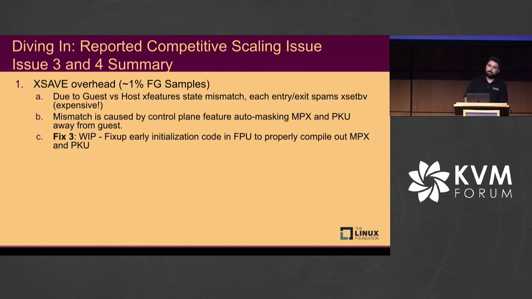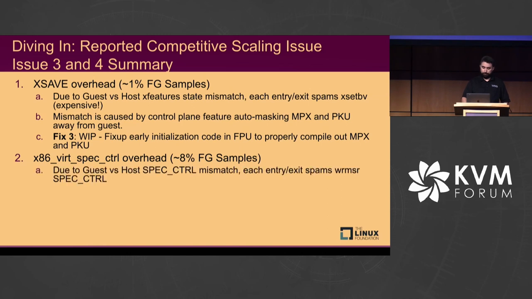Unfortunately, it's not just enough to compile it out and go to a kernel config change. So there's some early initialization code we've got to mess with to get this to work properly so that the host mask will actually match our guest mask, because we can't go change the auto-masking feature because we're not going to mask in MPX or PKU to our guests. We're just not going to do it. So we've got to fix the early initialization code, which we've got a sample for.